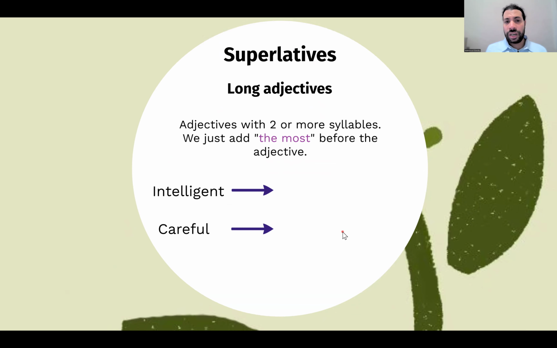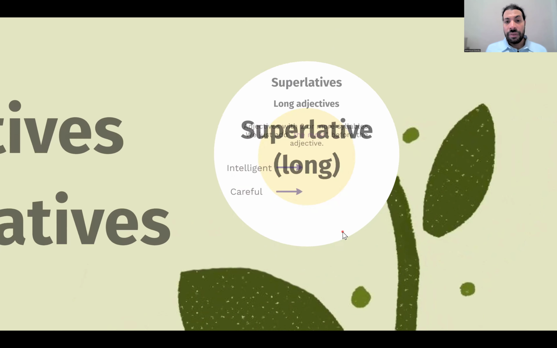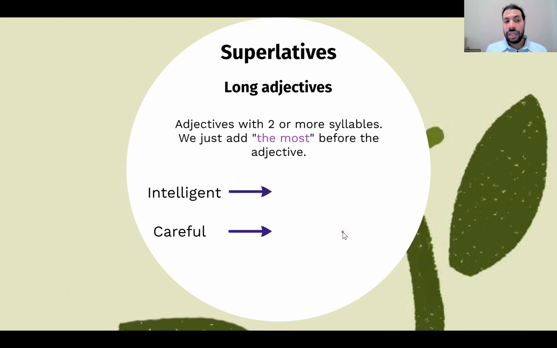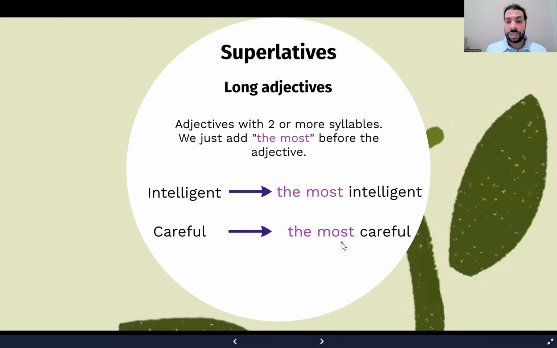This is for the comparative, but for the superlative, intelligent, it will be the most intelligent. Ali is the most intelligent student in the class. He is the most careful person I've ever seen.